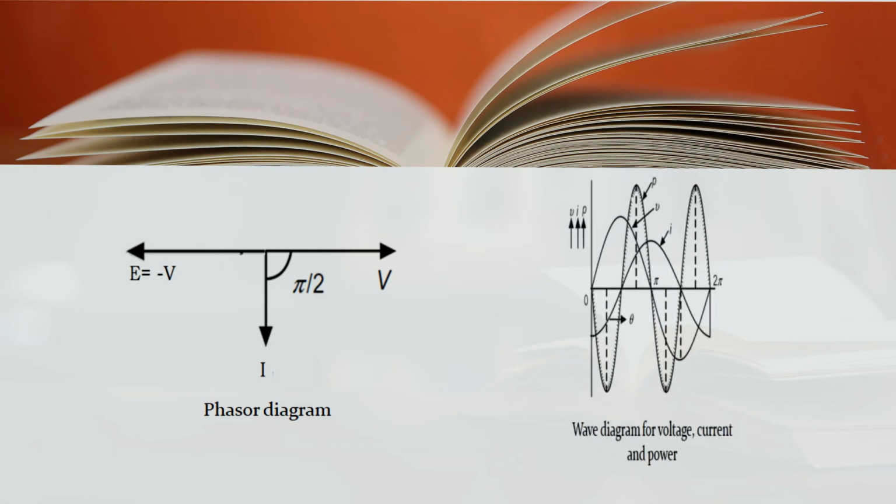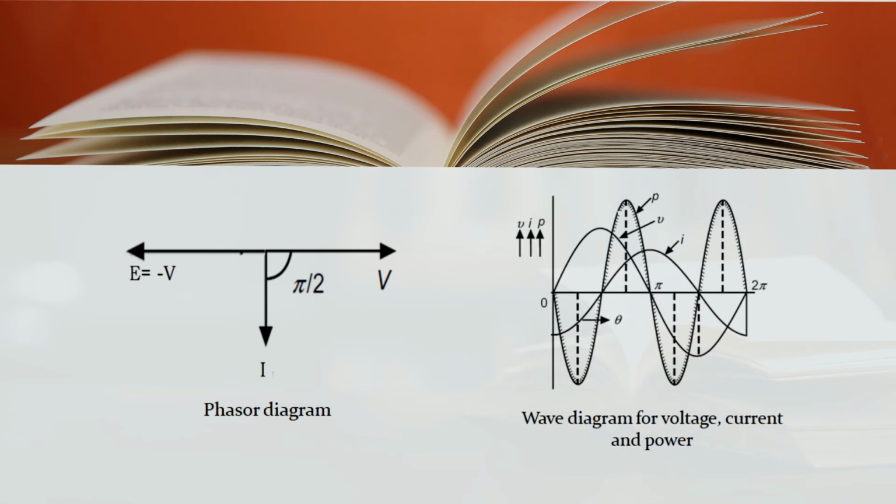So with this equation, you can conclude that if you assume Vm is the reference voltage, that means current is lagging with respect to voltage by 90 degrees. Here you can see this in the phasor diagram also. And you can also see the wave diagram for the voltage, current and power in the given figure.